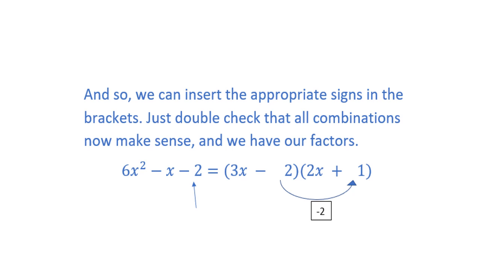So we can insert those signs in and just now double check that everything makes sense. Normally that just requires us to check these last two terms. Does minus 2, the last one there, times plus 1, equal minus 2? It does. The 3x and the 2x definitely give you the 6x squared. Minus 2 is definitely minus 2 times plus 1, and you have your factors.